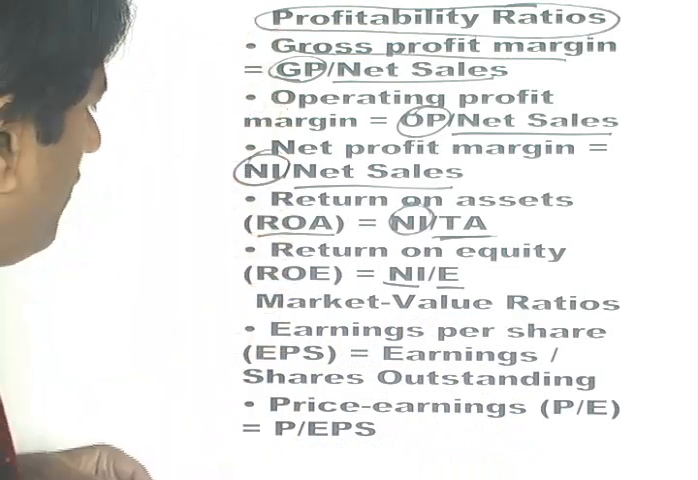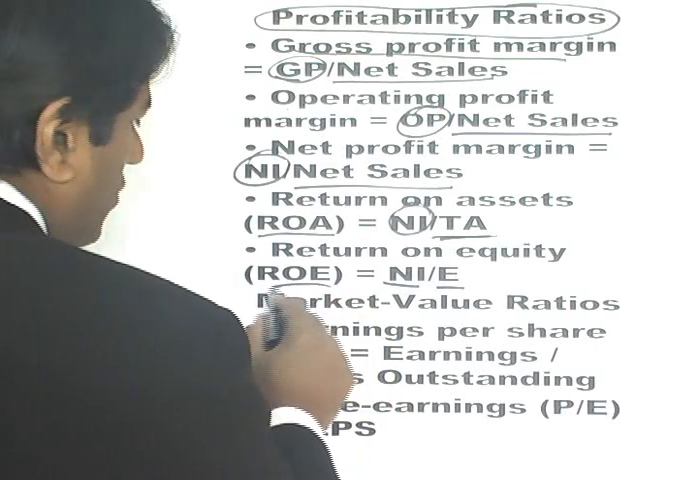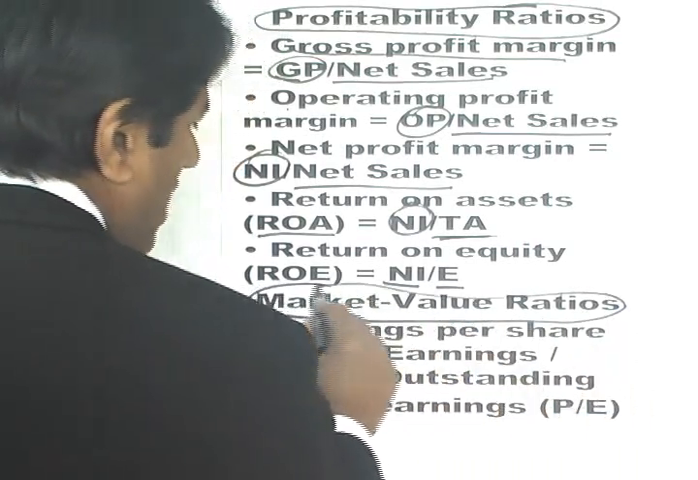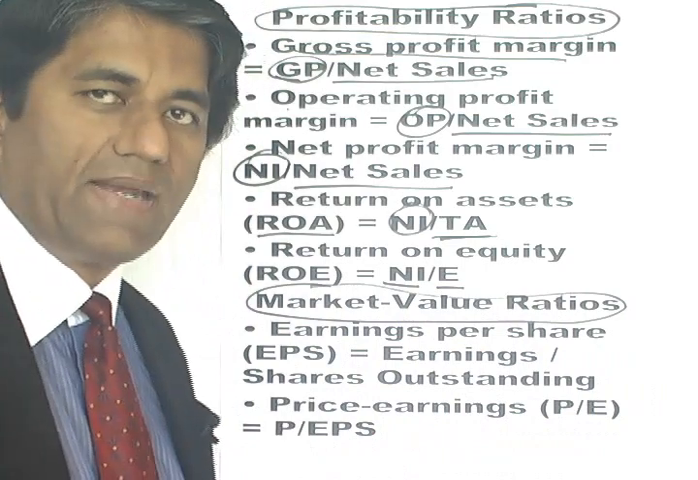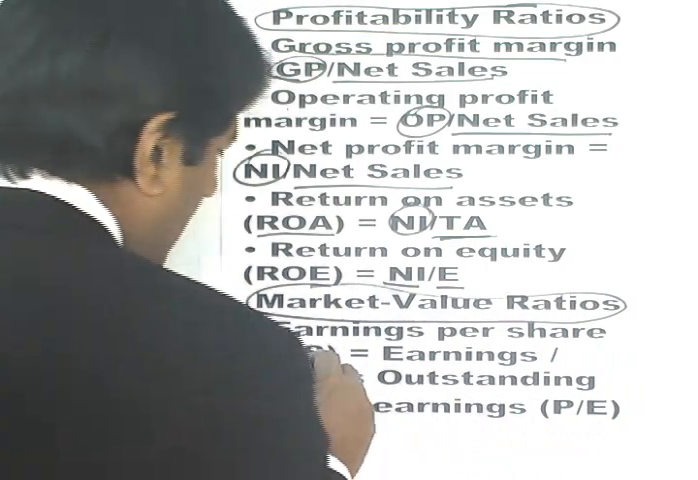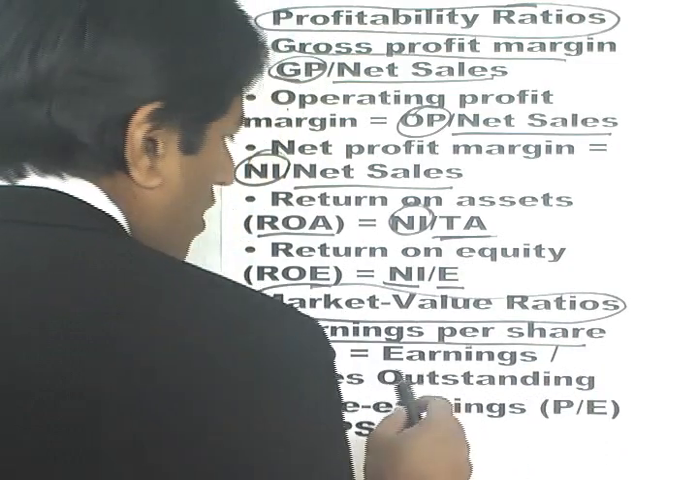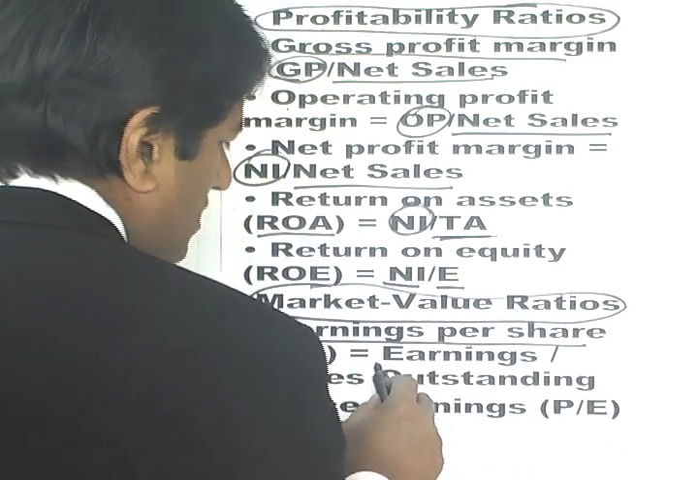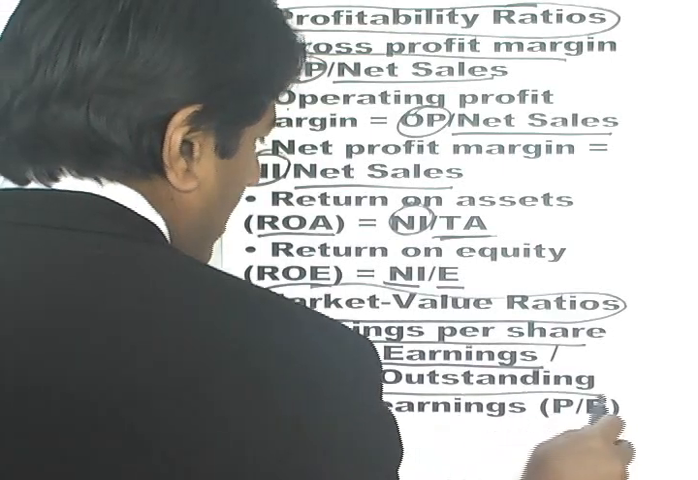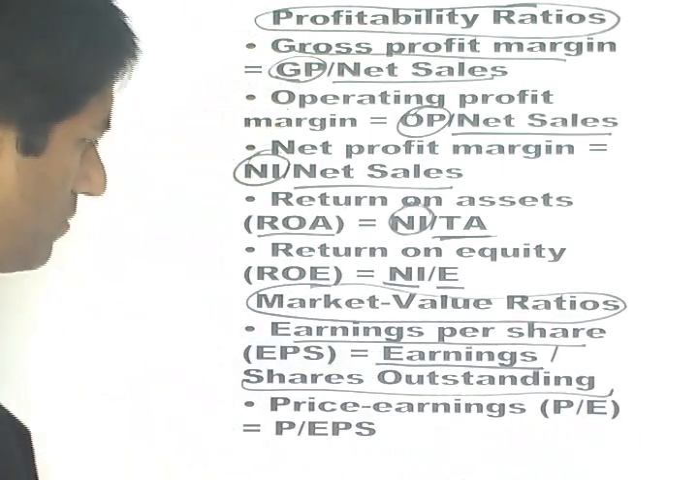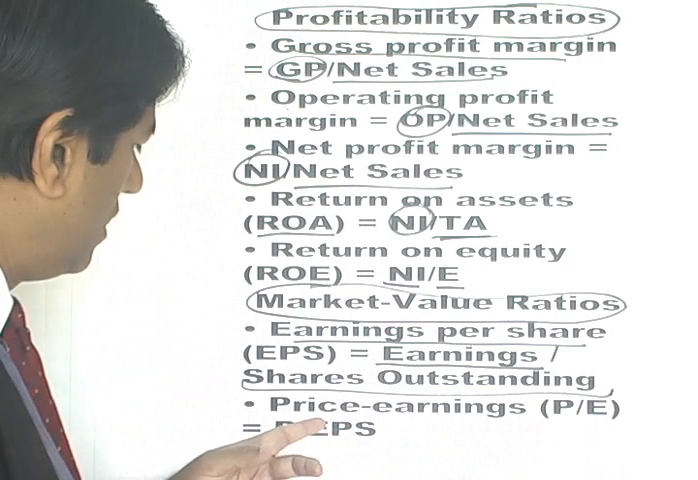After profitability ratios, we look at some market value ratios, and we have two of them here, both of which are very important and very widely used. The first one is earnings per share, which is defined as the earnings which the firm has divided by shares outstanding.